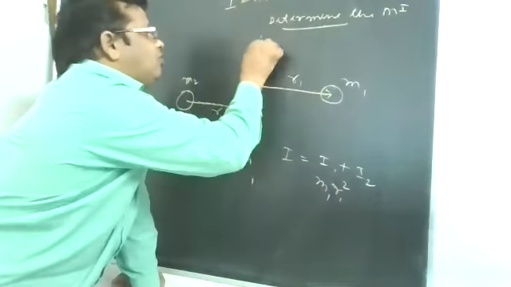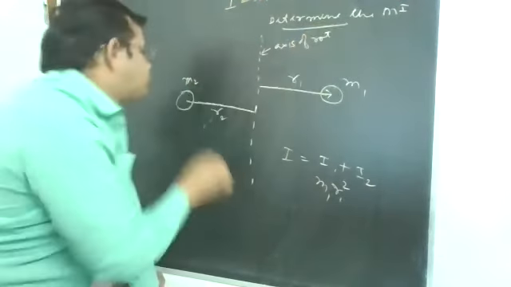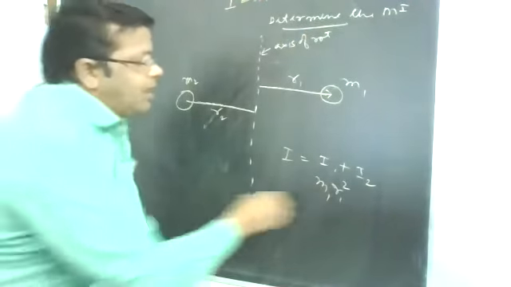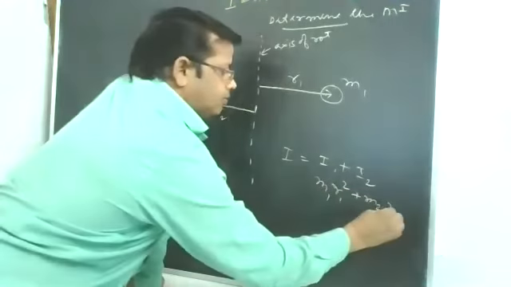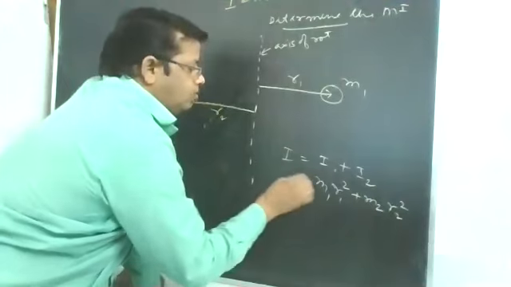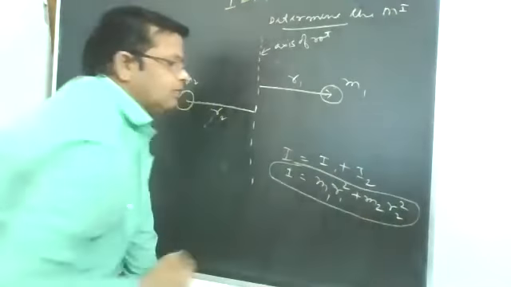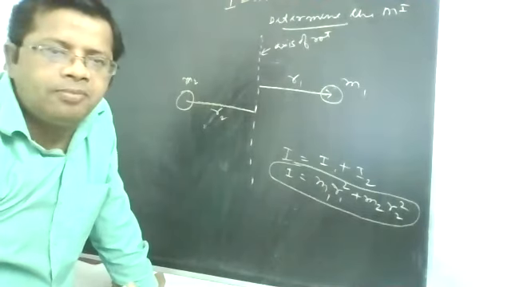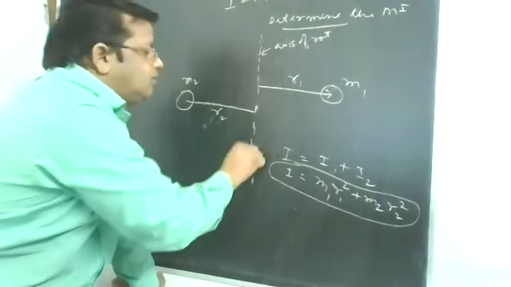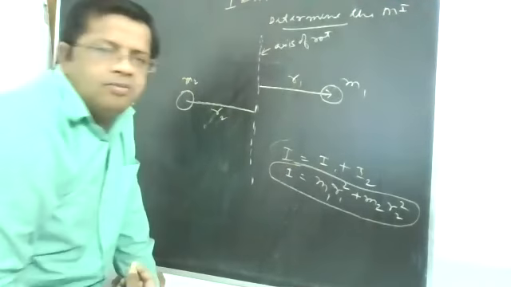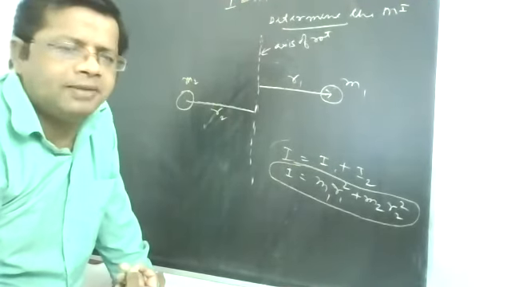This is the axis of rotation. For the second body, what is the mass? m2. And what is the perpendicular distance? r2, r2 squared. So total moment of inertia will be this. The total moment of inertia of these two bodies about the given axis will be the sum of the moment of inertia of the first body plus the moment of inertia of the second body.